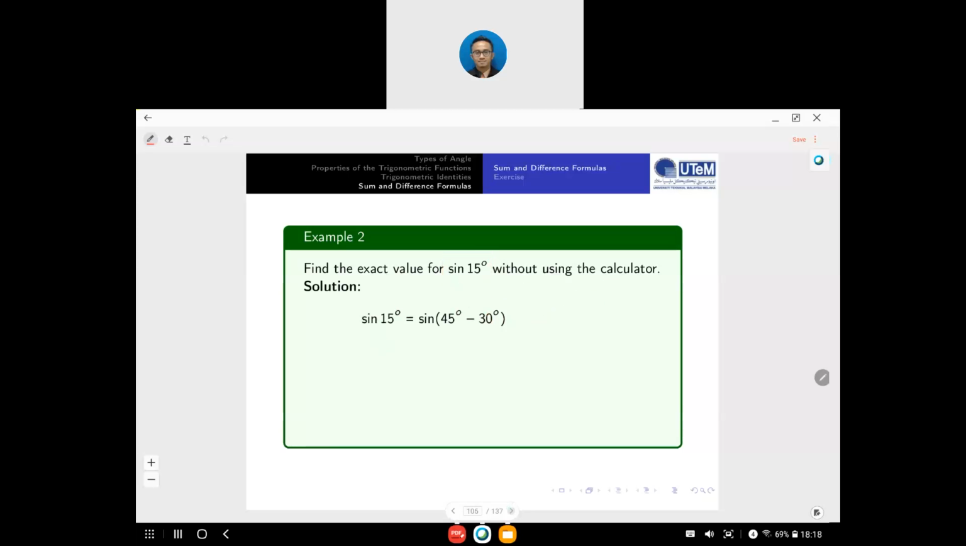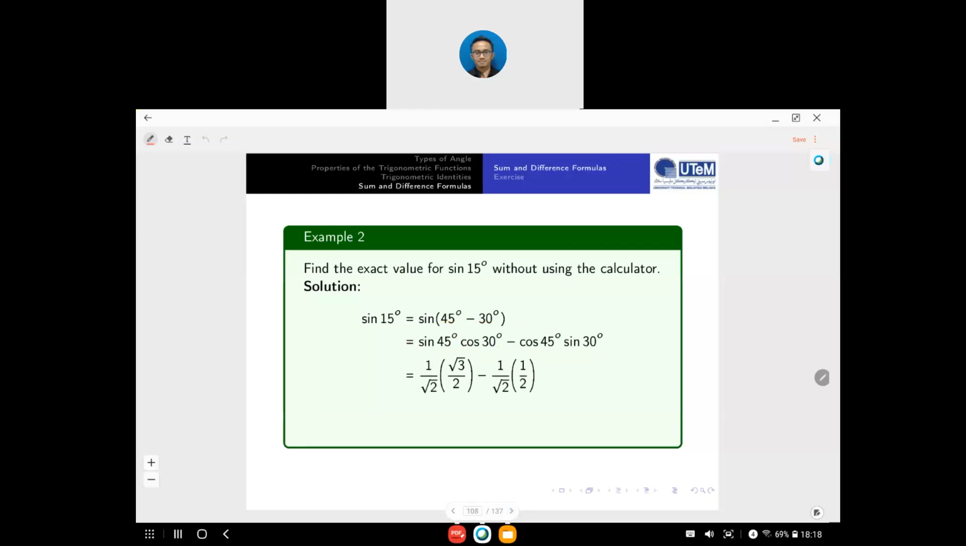Sin 15 equals sin (45 minus 30), and then put in the formula. Sin 45 times cos 30 minus cos 45 sin 30. Then you can use the special triangle to get the values of sin 45 and cos 30, and also cos 45 and sin 30. So you can get these values.